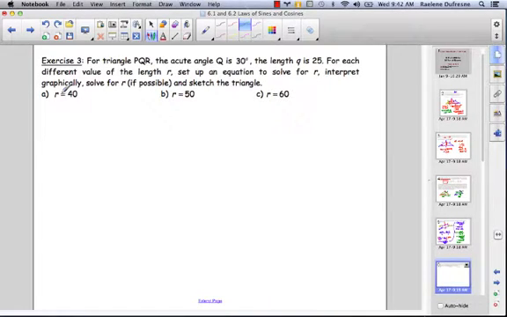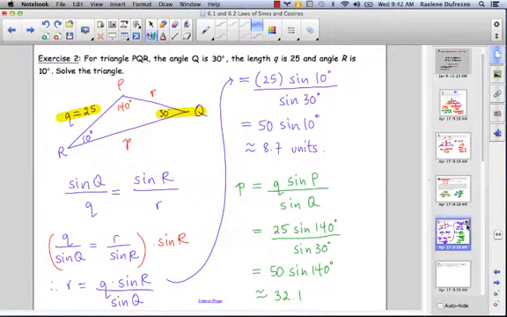And then we want to interpret graphically and solve for R if possible. Rather, this is a bit confusing: we want to solve for r, the angle. This should be a capital R, not a lowercase r. So we're given the length r, and now we're solving for the angle R. So unlike the previous question, I'm going to highlight the information we were given in yellow. All of the yellow information was given.